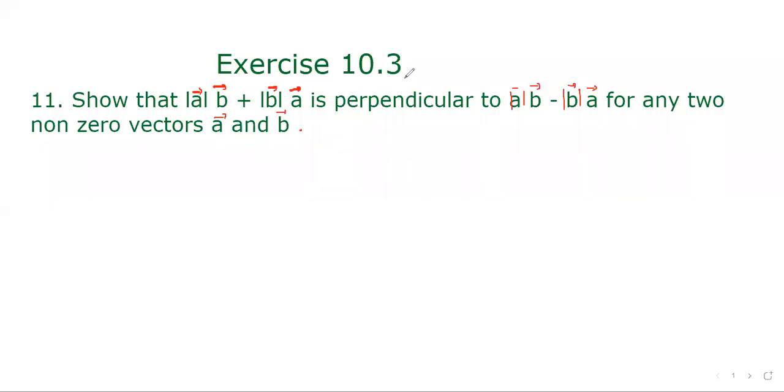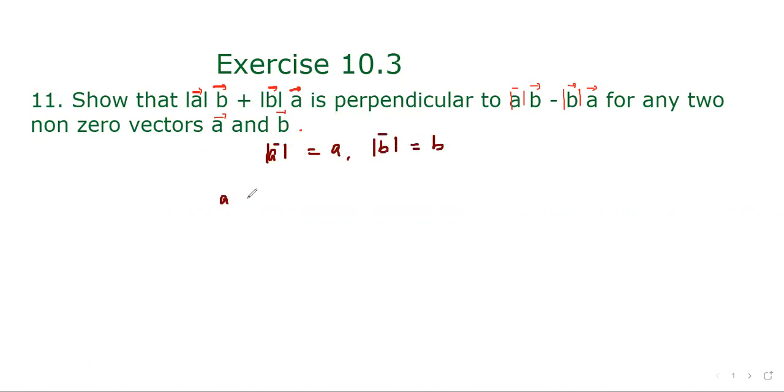Exercise 10.3 Vector Algebra. Question number 11. Show that vector A modulus times vector B plus vector B modulus times vector A is perpendicular to vector A modulus times vector B minus vector B modulus times vector A for any two non-zero vectors A and B. So let's write modulus A as A and modulus B as B.